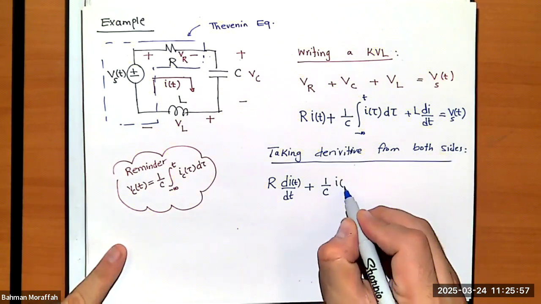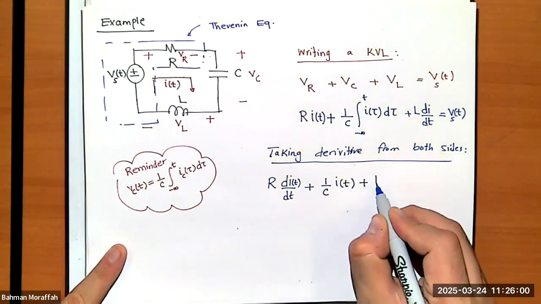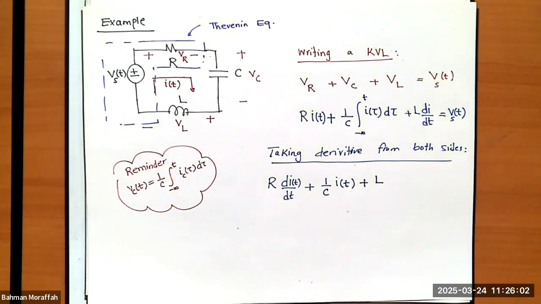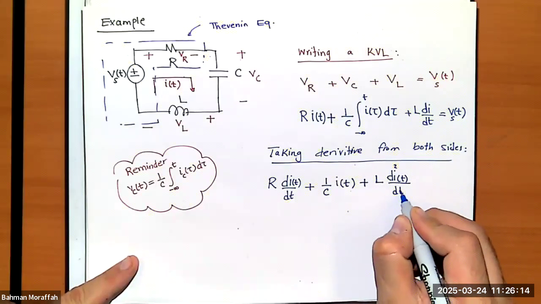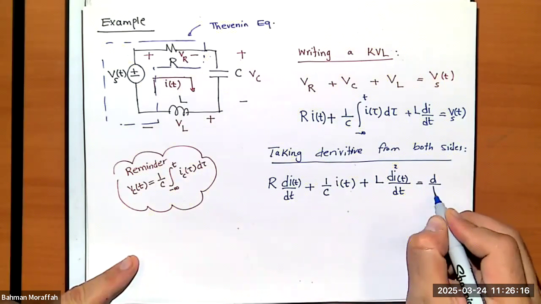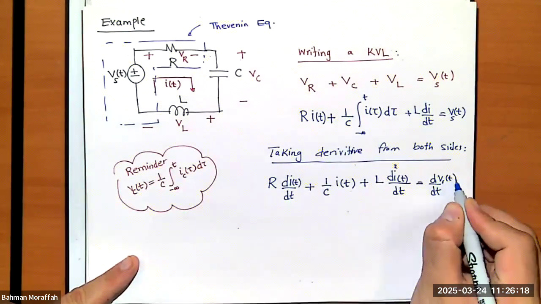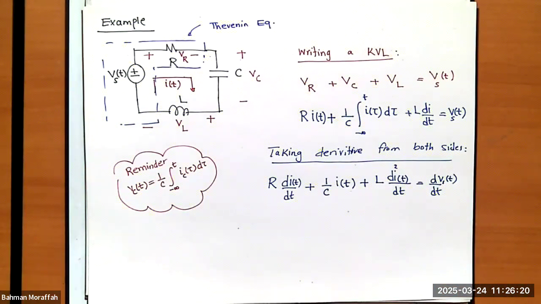So times I of t plus L, I have to take the derivative of a derivative, which is the second derivative. So it's going to be L d squared i over dt squared, and that's d/dt Vs of t. Right? Now I have an equation that only has derivatives in it. I can solve for it.